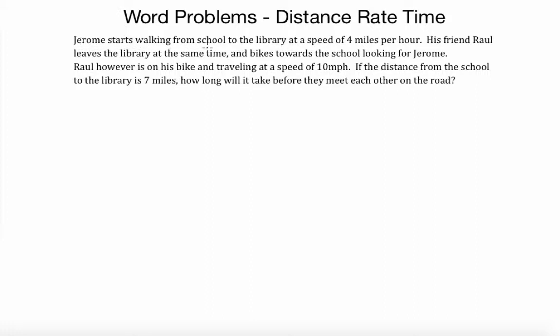Jerome starts walking from school to the library at a speed of 4 miles per hour. His friend Raul leaves the library at the same time and bikes towards the school looking for Jerome. Raul, however, is on his bike and traveling at a speed of 10 miles an hour. So we've got some rates going on here, right? If the distance from the school to the library is 7 miles, how long will it take before they meet each other on the road? That's my question.